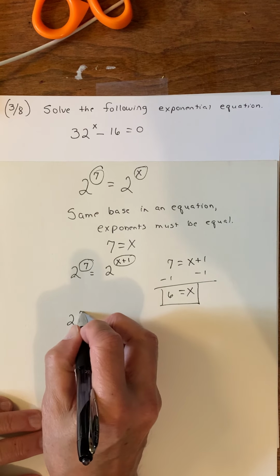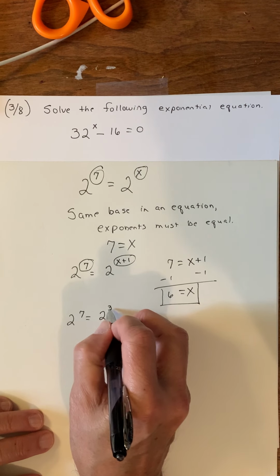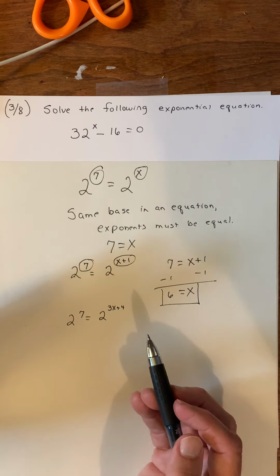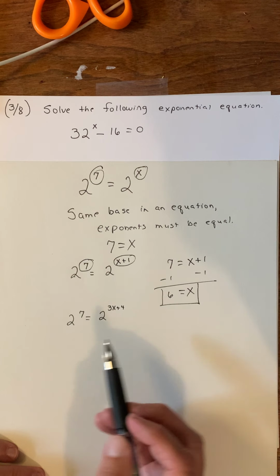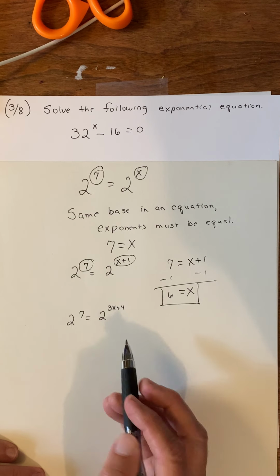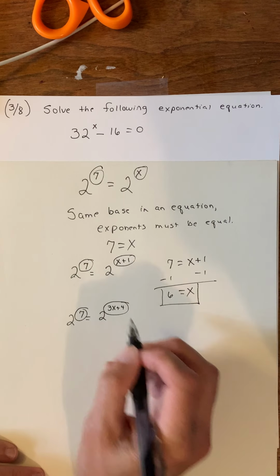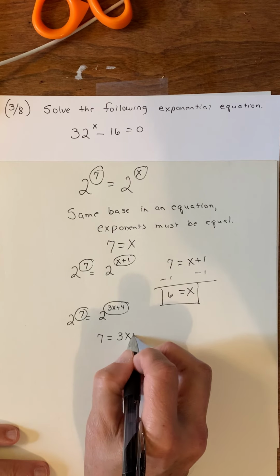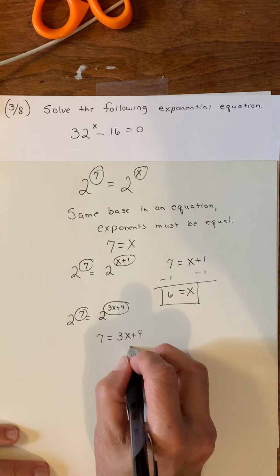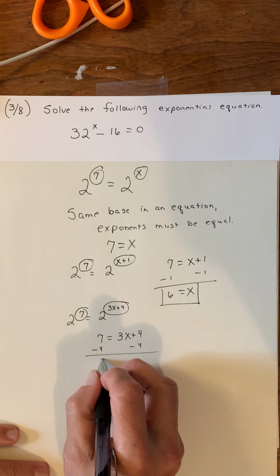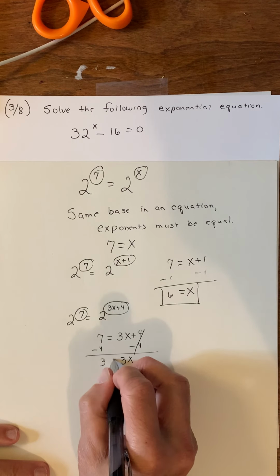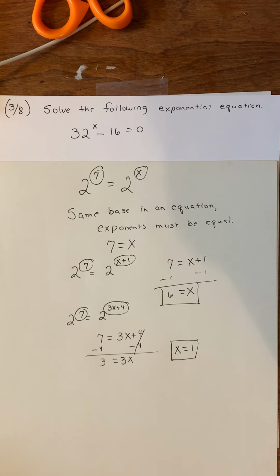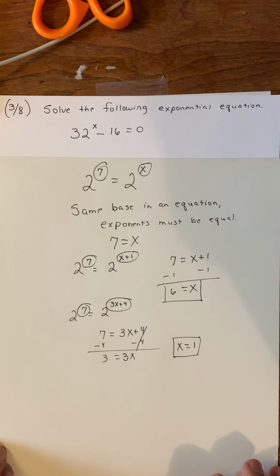How about if you had 2 to the 7th equals 2 to the 3x plus 4? A little bit more complicated, but the same exact principle. If I have the same base, my exponents must be equivalent. So 7 must equal 3x plus 4. And you can solve that equation. Minus 4, minus 4. 3x is 3. X must be 1. Hey, what do you know? I solved the equation. All right, here's where it gets a little tricky.